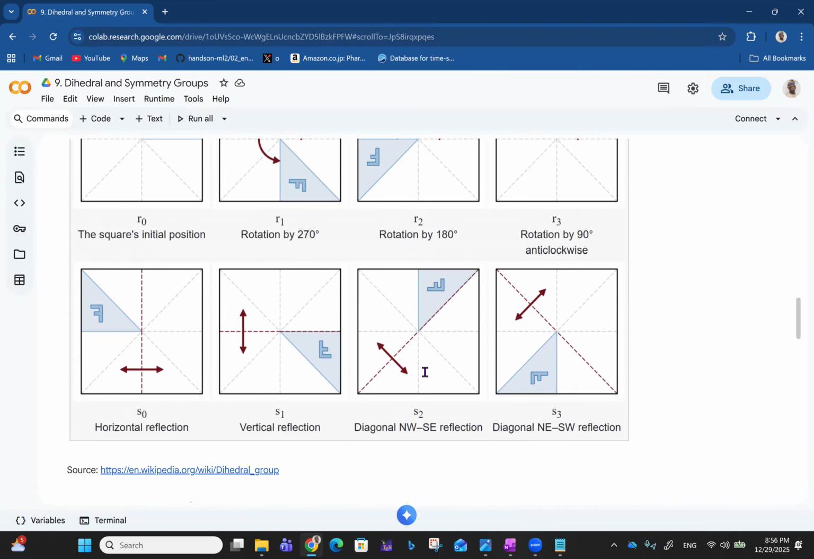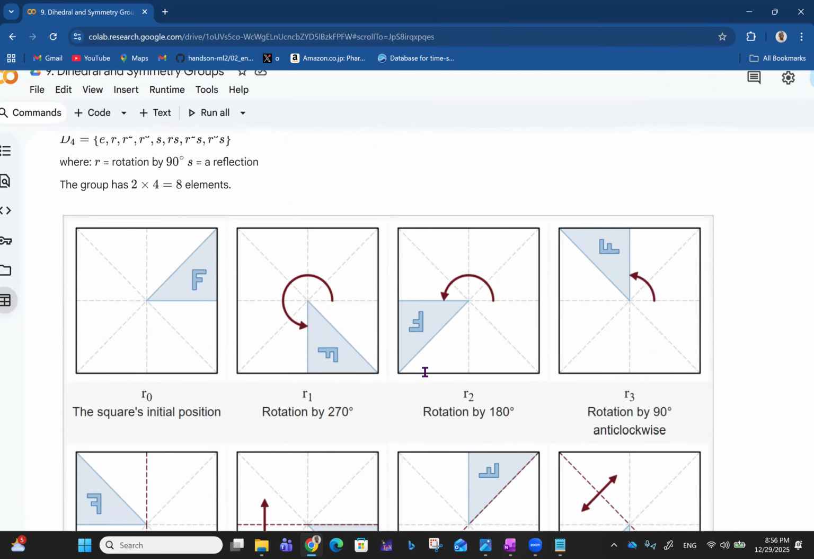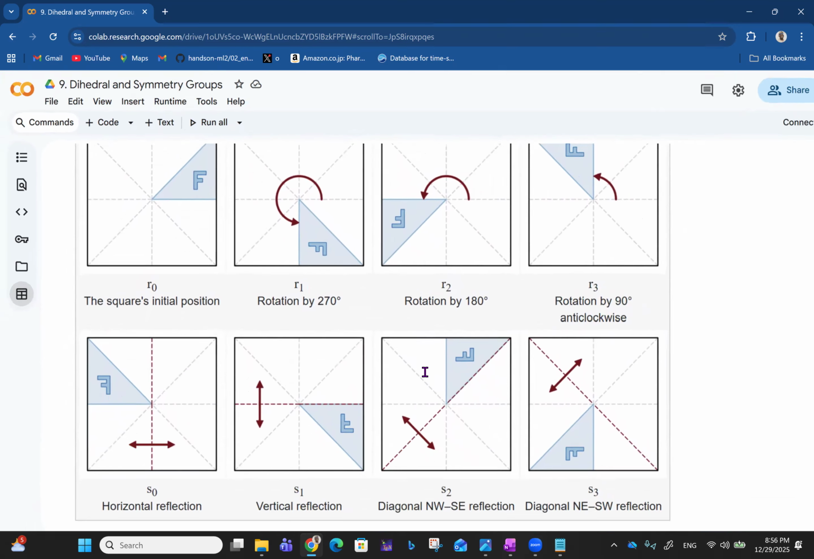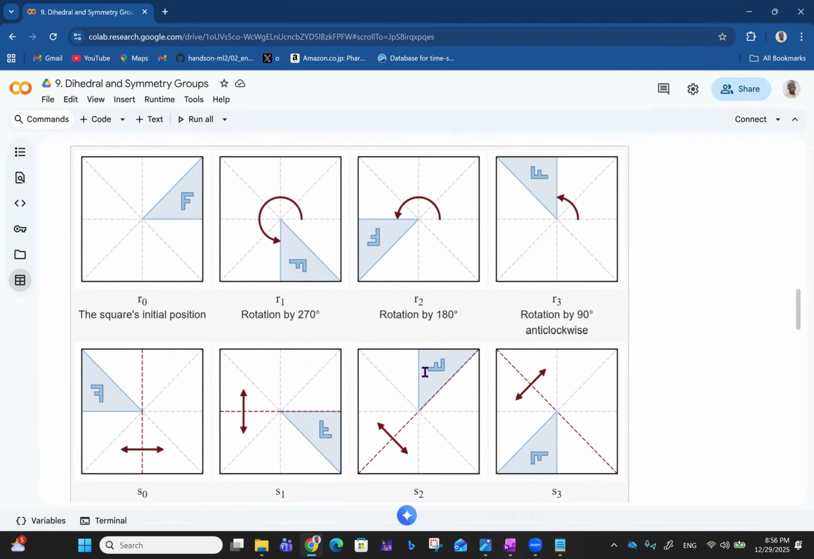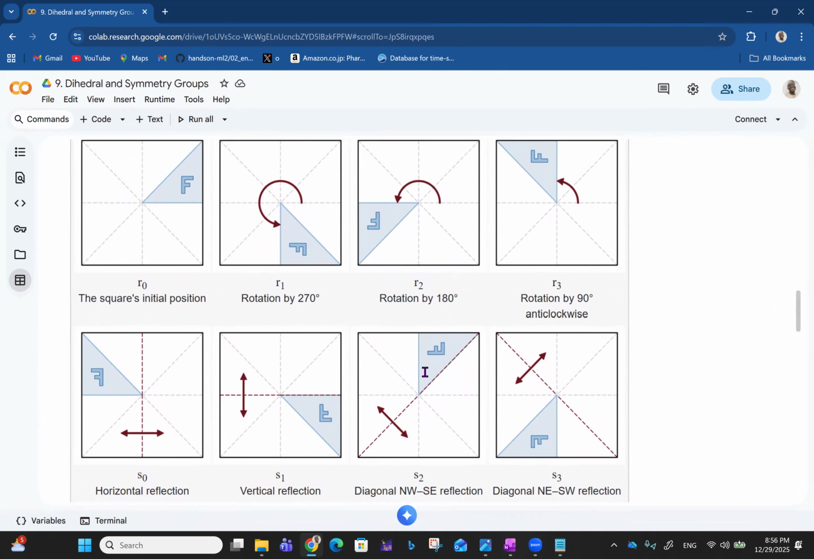Gracefully, I got this from Wikipedia. Let's look at this. Since we're talking about a square, these are all the possibilities you can have for a square: the 4 reflections and the 4 rotations. First of all, this is the square's initial position, R naught. That is what we call E. This is the original thing. Imagine we have all these things, and a particular F is written here. This will show us how the movement is happening.